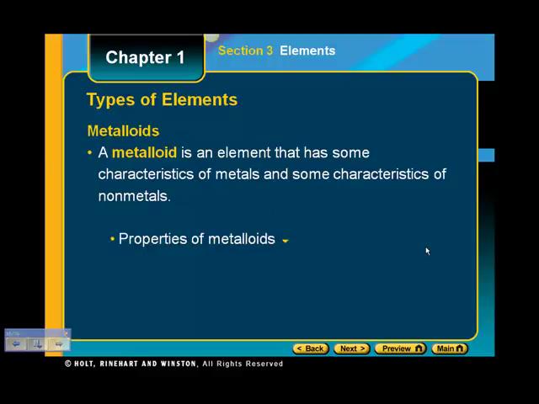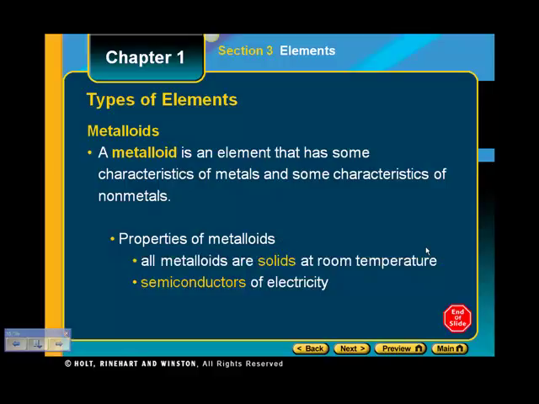And they'll have characteristics of both. Sometimes they'll be brittle, but they will conduct electricity. Sometimes they're solid at room temperature, but sometimes their boiling point is low. They're kind of in the middle. Does that make sense? Okay.